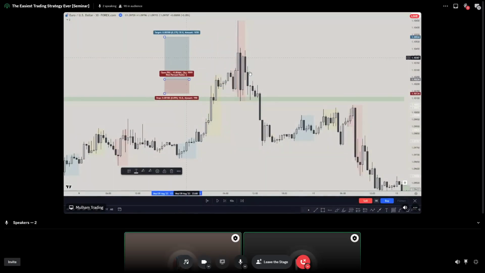The second entry is going to be right here. Was it a take profit? Yes, because that day I also traded, so I remember it was a take profit. Oh, okay. So price went to take profit first. Yeah.